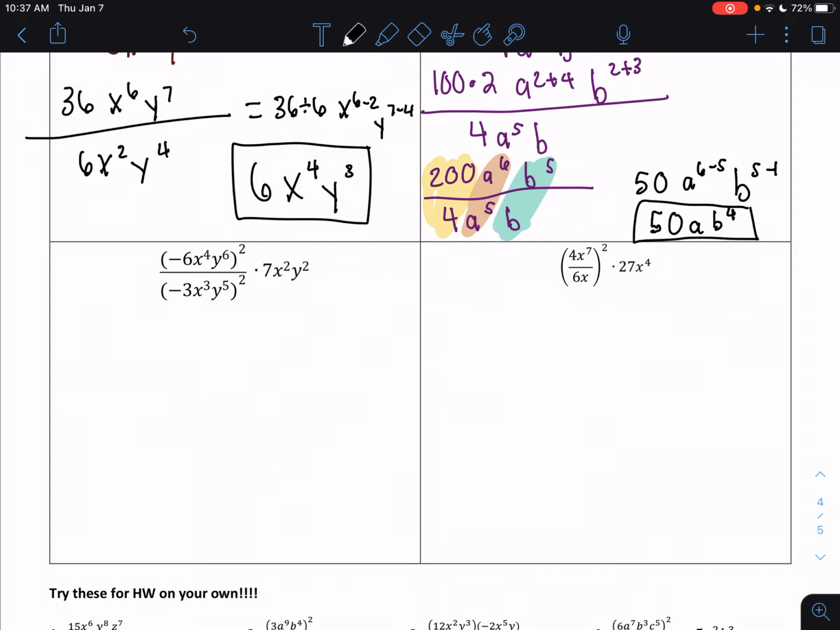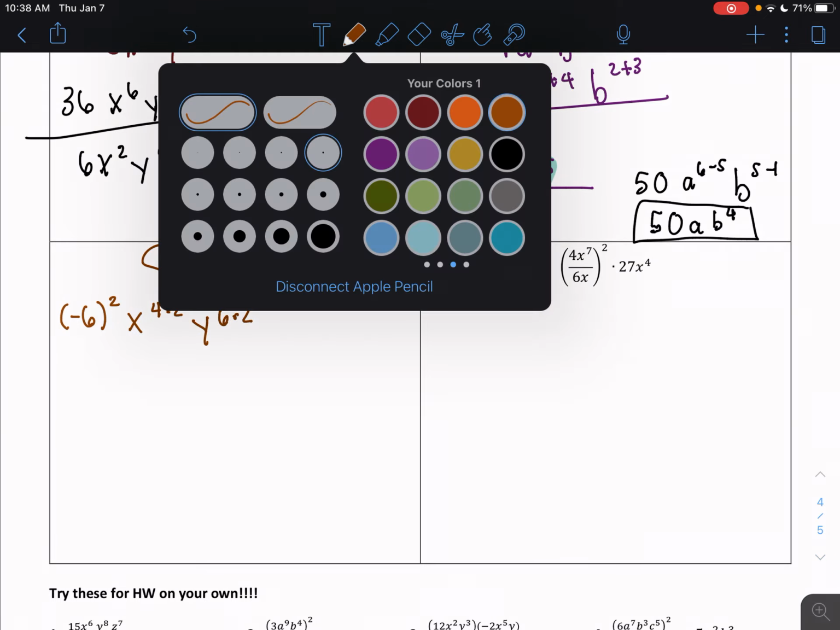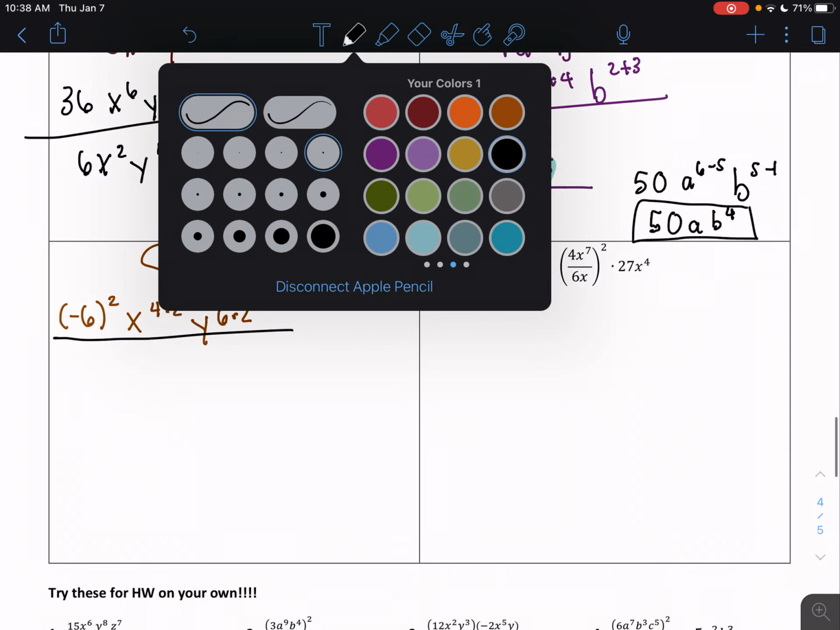All right, this next one probably looks pretty hard. It's probably one of the biggest ones we've done. So let's start by just looking at the top of our fraction. So we're going to just look at this part for now. And let's just focus on simplifying that. So we have negative 6 squared. And then we have x to the 4 times 2. Y to the 6 times 2. And now we've done the top. Now let's go on to the bottom.